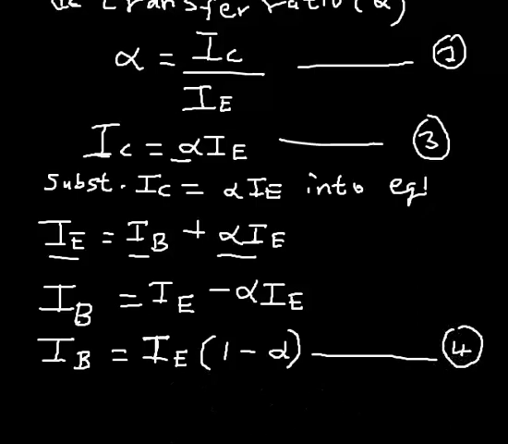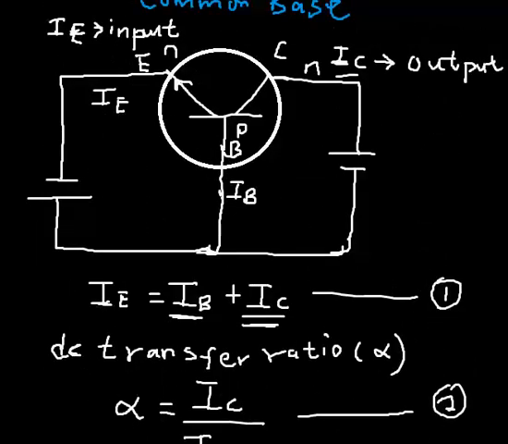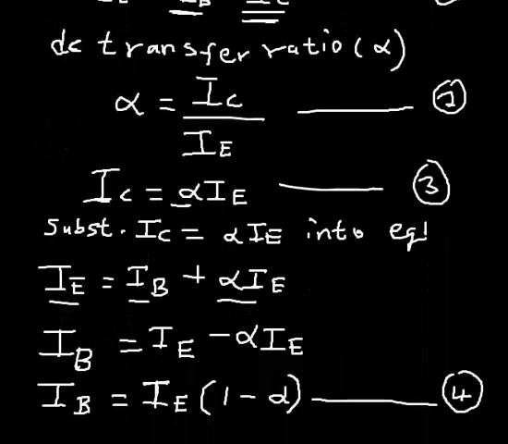So this is how a transistor is connected in a common base configuration. I hope that is well understood. Okay, so let's look at the next configuration. The next configuration is the common emitter configuration. Common emitter.